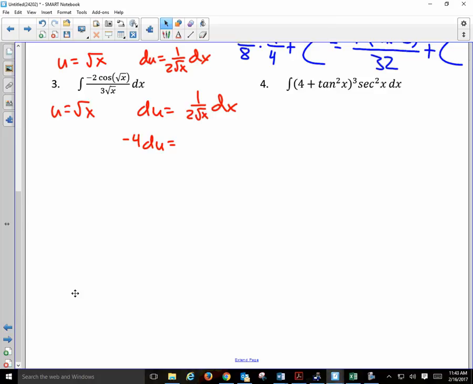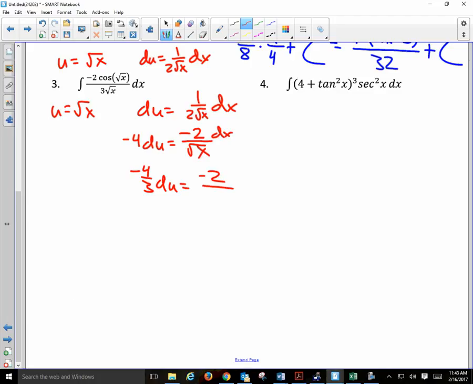We've got, we chose u to be the square root of x, which means du is 1 over 2 roots of x dx. I multiplied through by negative 4 to come up with negative 2 dx over the root of x. So now I just have to divide through by 3. So I get negative 4/3 du is equal to negative 2 over 3 roots of x dx. Whatever you need to multiply by or divide by, you can play around with that constant however you want. And we now have our substitution.